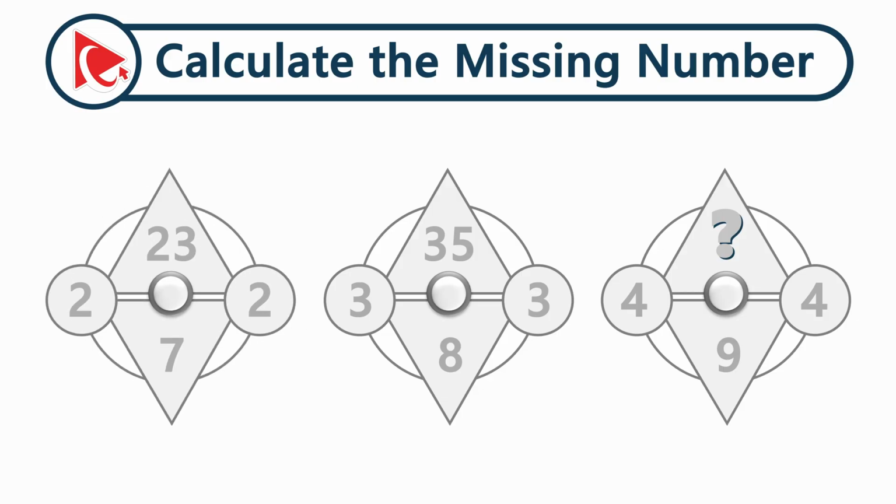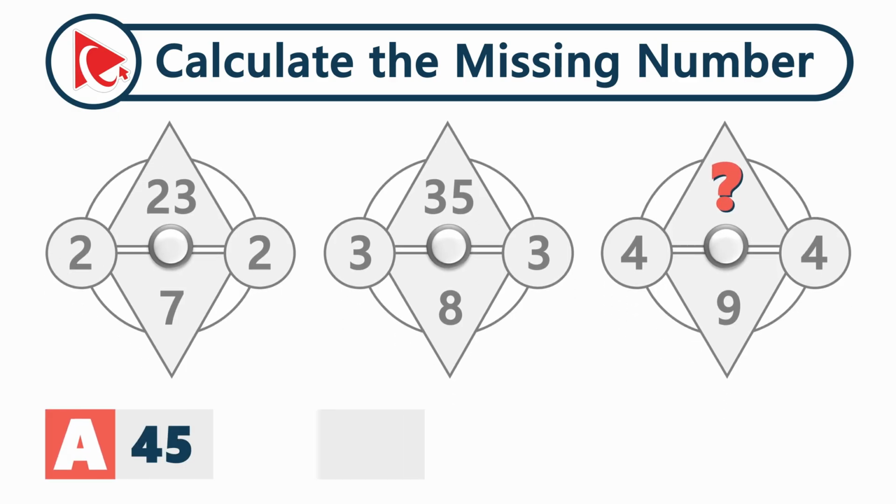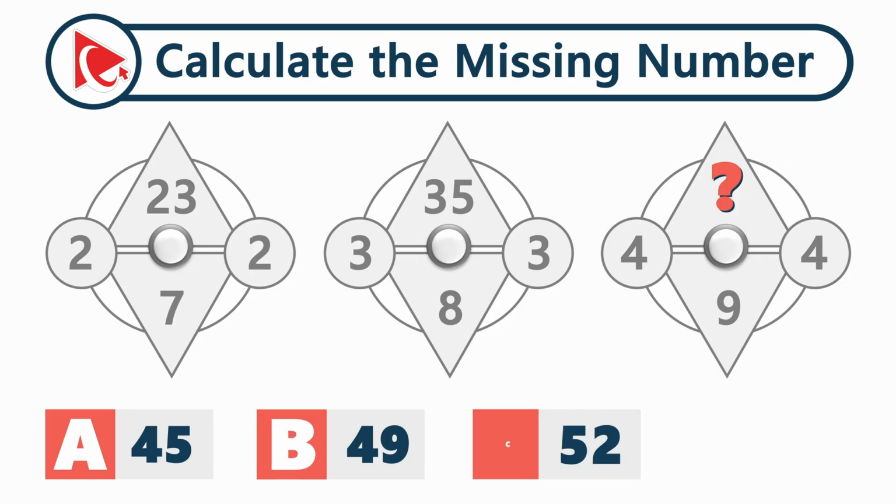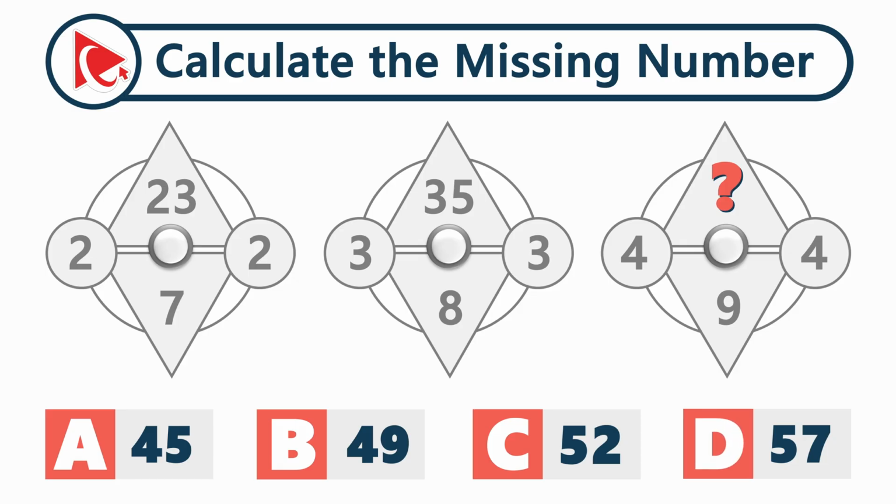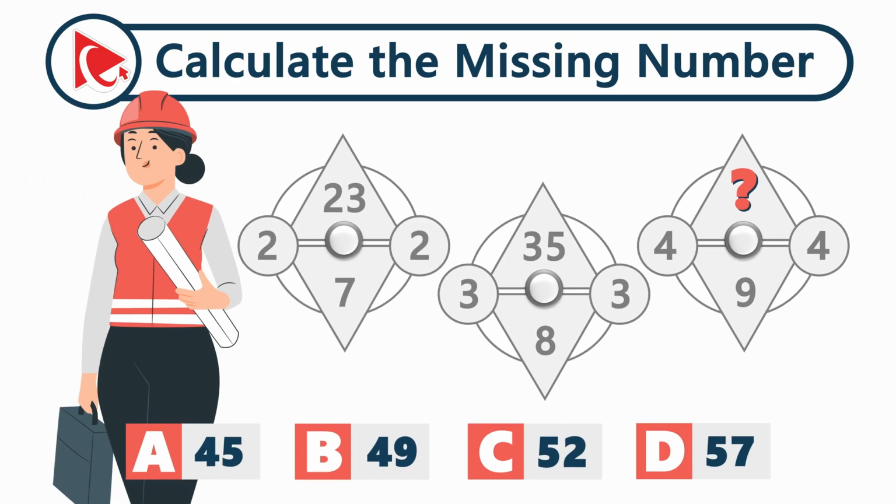The first shape has numbers 2, 7, 2, and 23. The second shape has numbers 3, 8, 3, and 35. And then the third shape has numbers 4, 9, 4 again, and then comes the missing number, which you need to calculate and select out of 4 possible choices. Choice A, 45, choice B, 49, choice C, 52, and last but not least, choice D, 57. Still feels like something might be missing in this design to help you become a true architect.